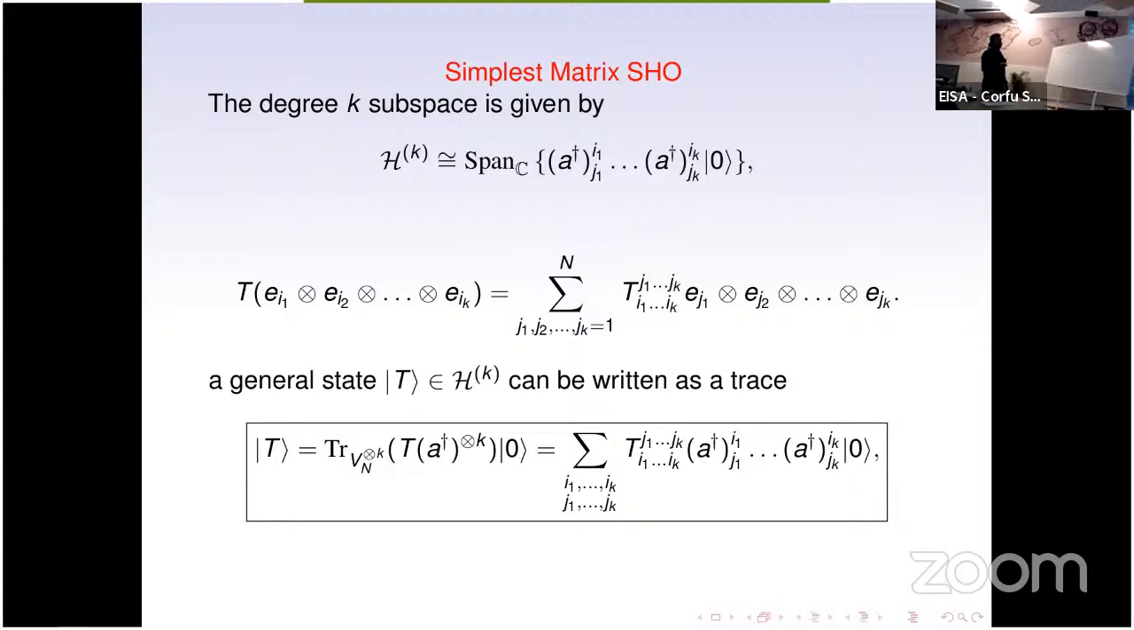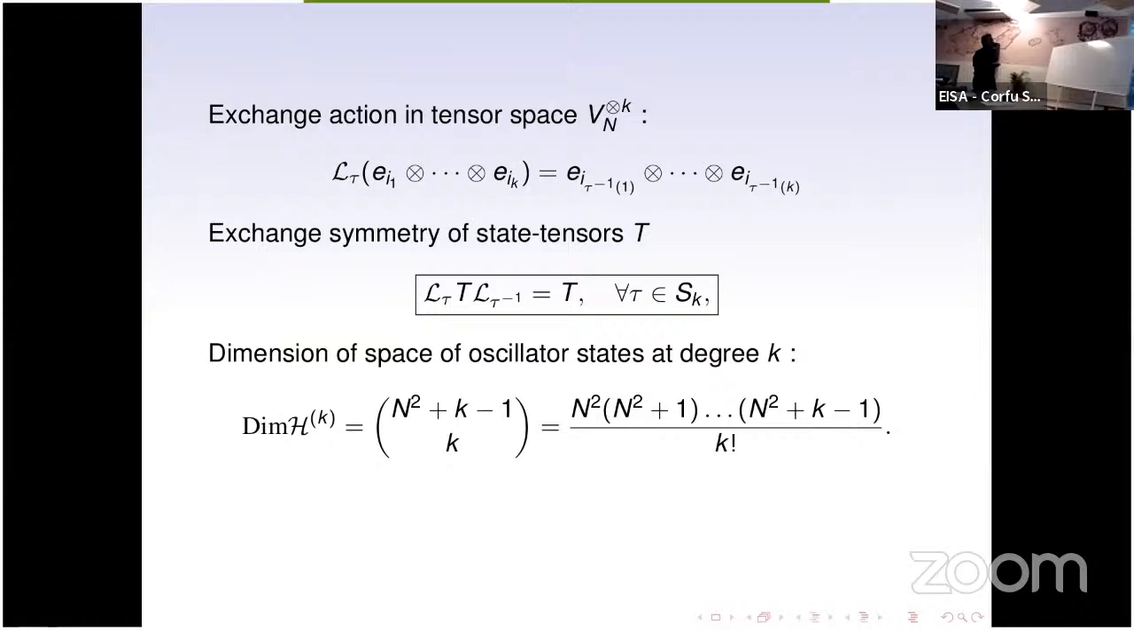So you have these oscillators, you have polynomials, and you can take arbitrary linear combinations of these weighted by some T's, some tensors with upper and lower indices. These tensors are themselves linear operators in tensor space. The general state here will be labeled by a tensor T. These are the coefficients of the general states, which you can also write in an index-free way using operators in tensor space. Because of this bosonic symmetry, there's an Sk symmetry. So the most general states are given by tensors subject to this Sk invariance. And then you can count the dimension of the Hilbert space at a given degree. It's just n squared oscillators, so there's a very simple formula.